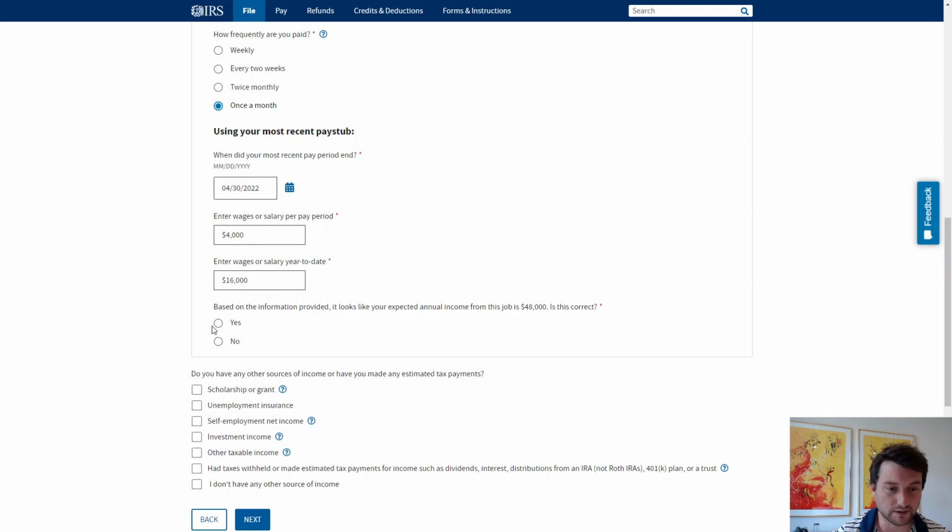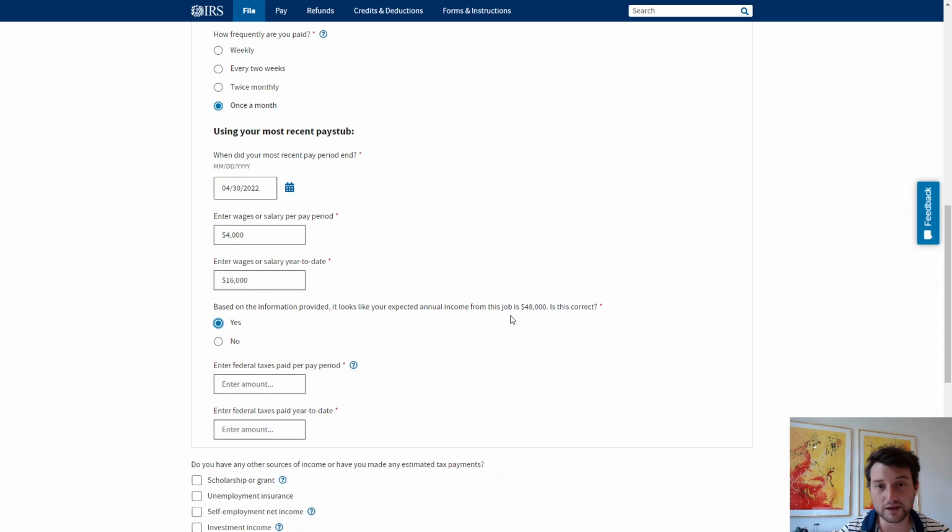So enter federal taxes paid per pay period. So let's say $4,000 every month is his gross pay, and then the amount of federal income tax that is coming out each month is $1,000. So if we enter $1,000 here, and then the federal taxes paid year to date, remember, January, February, March, and April.